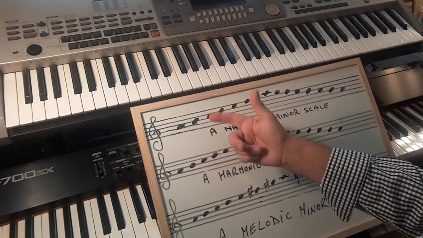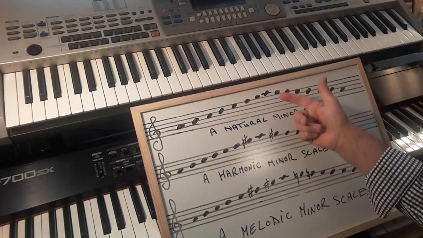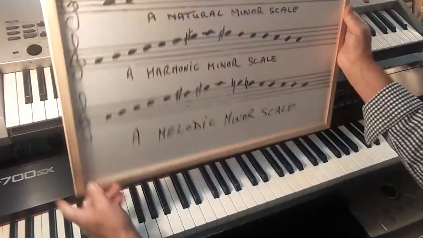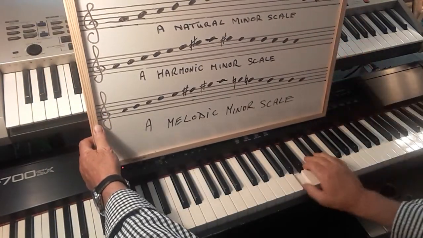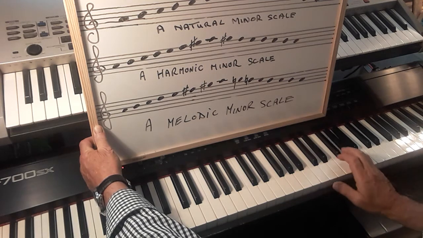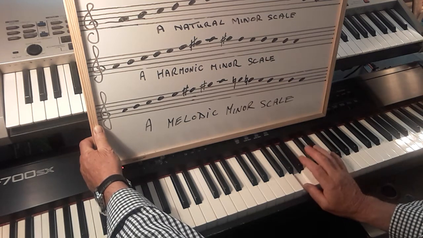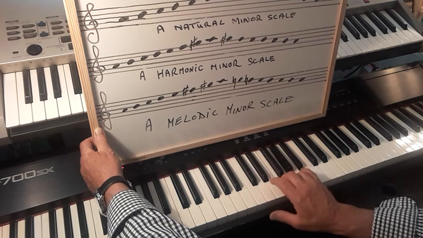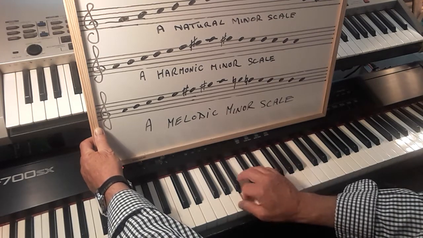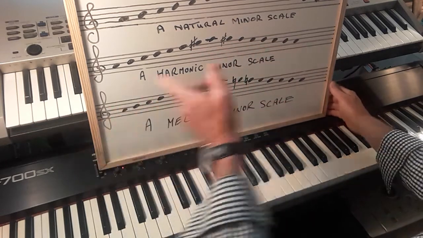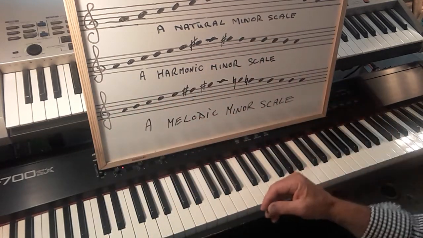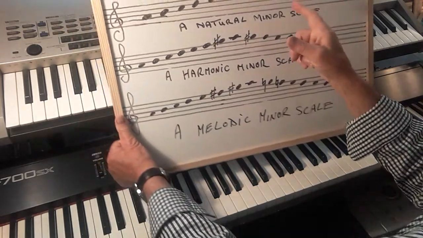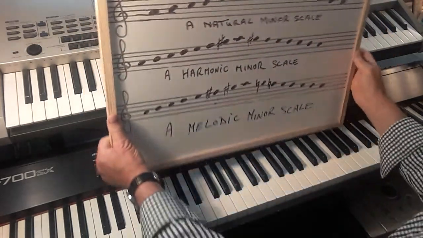It consists of A, B, C, D, E, F, G, A, and then it comes back down the same. So that is played. And you can hear the harmonics of that. And that is the natural minor scale, which is the top one there. I don't know if you can see that, I can't get it right.